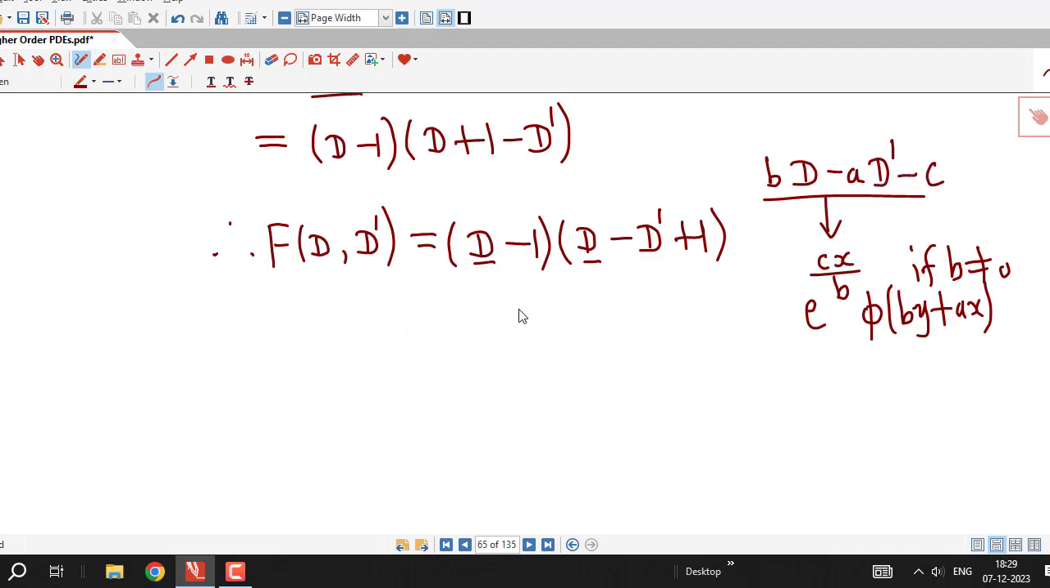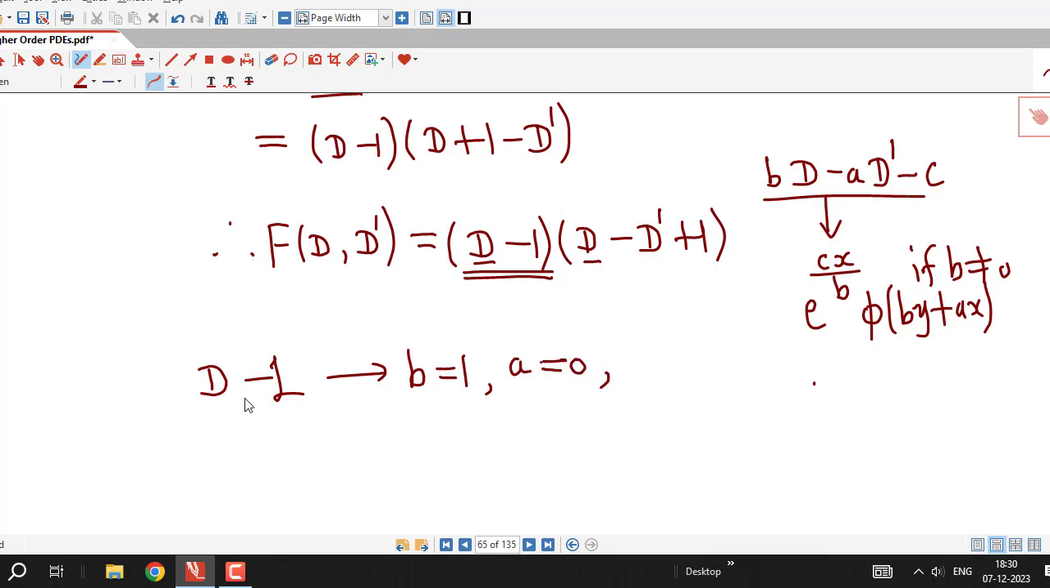So first we write down the part corresponding to D minus 1. We can compare D minus 1 with bD minus aD dash minus c. Corresponding to D minus 1, if we compare, then we have b equal to 1, D dash is absent, so D dash is not present, that means the coefficient is 0.